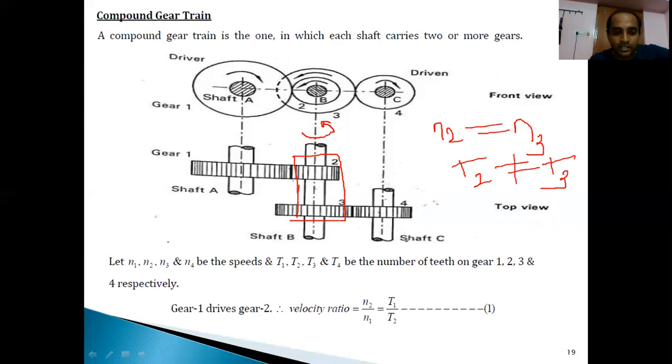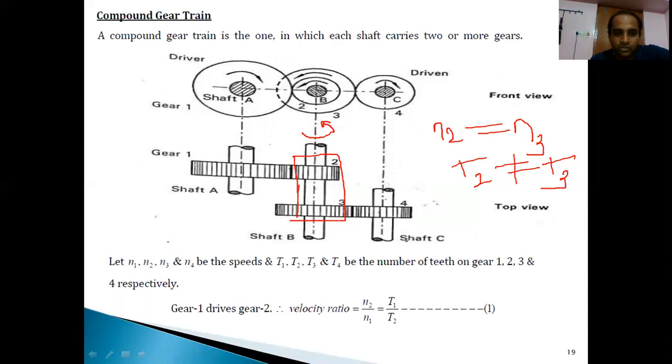Once again, I'll explain. From gear 1, power is transferred to gear 2. That we have written the equation already. But now if you observe gears 2 and 3, they are mounted on the same shaft itself, which means with whatever speed the shaft B is rotating, the same speed is given to gear 2 as well as gear 3, which means N2 is equal to N3.